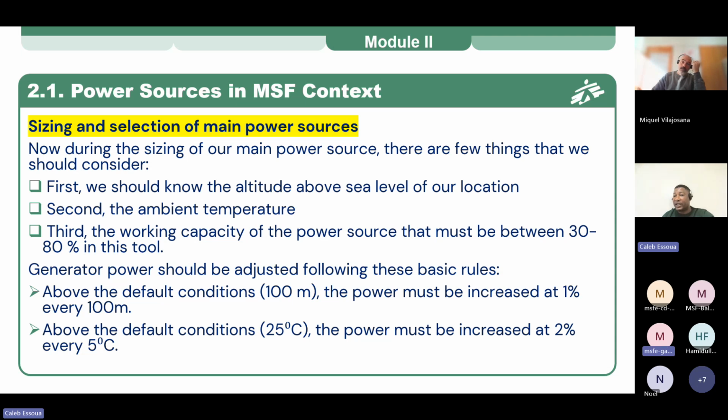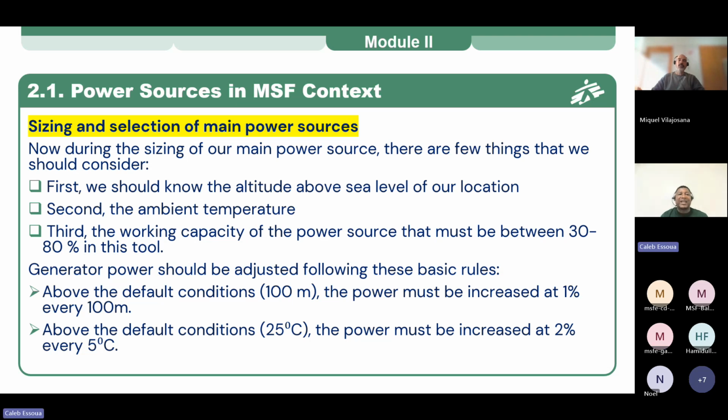So these are the kind of things that you have to check before you move. And also the temperature affects the generator. So if you go more than 25, like we said, 5 degrees more, you have to add 2% on the capacity that you have on the sizing. Super clear. Thank you. Okay.